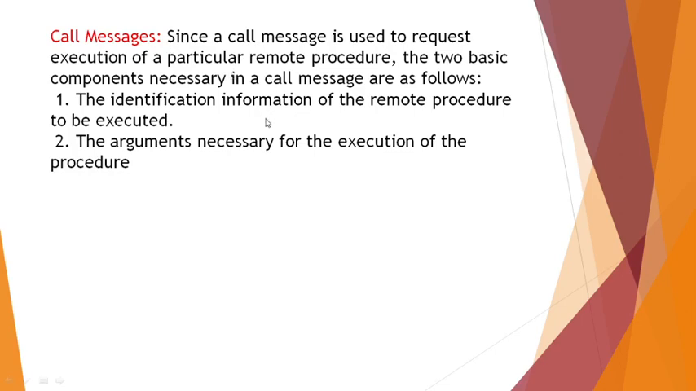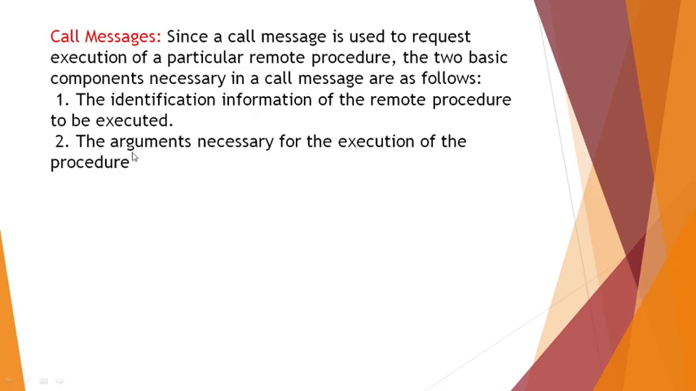Since a call message is used to request execution, it always requests execution of a remote procedure. What are the two components in a call message? The first is the identification information of the remote procedure to be executed: some name with parameters to identify which procedure needs to be executed on a remote computer. That information is provided as one component in the call message.